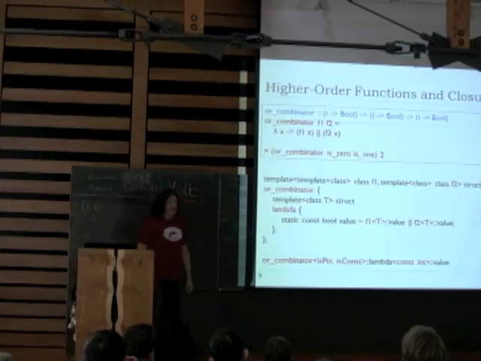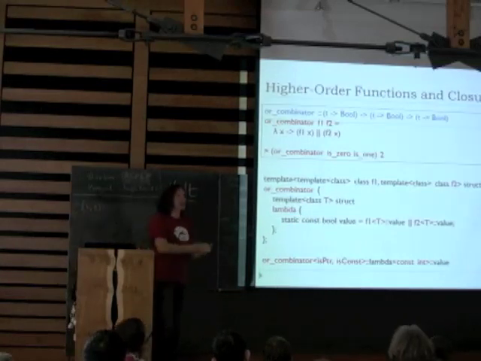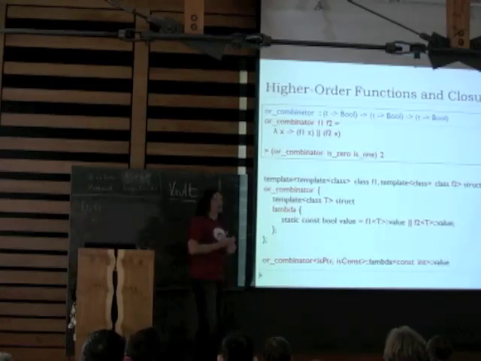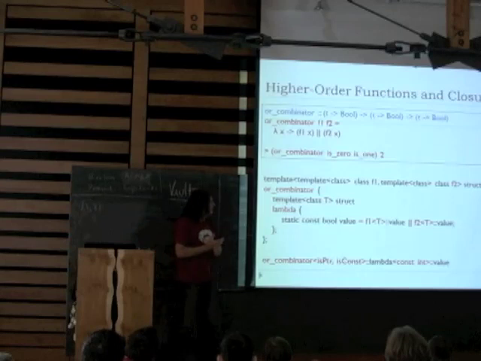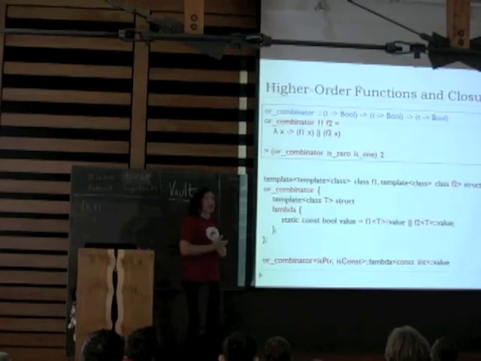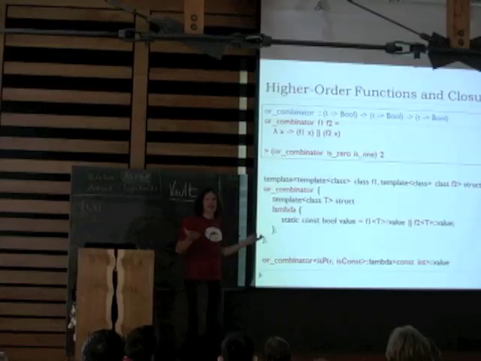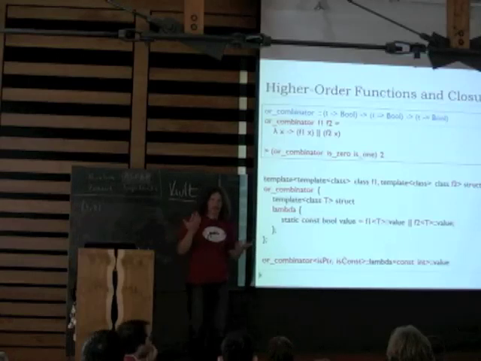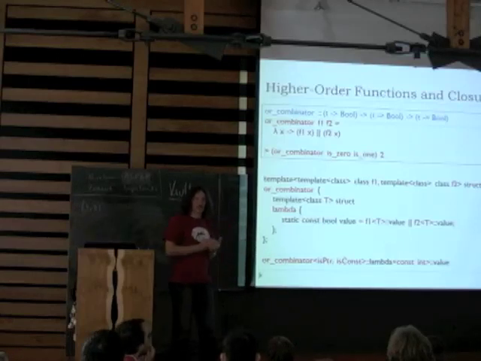Now what I have to return from this OR combinator is again a meta function, right? So how do you return a meta function? Well, it just has to have a member that has some special name, which I just call lambda. Is there a way of returning a meta function?